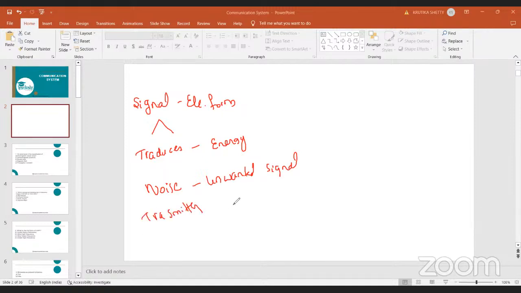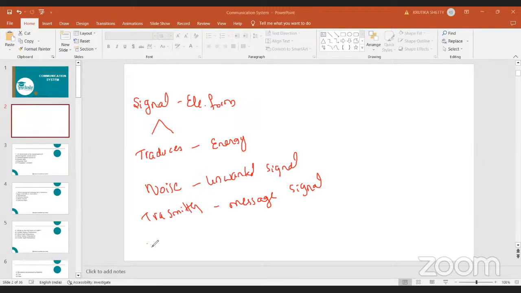Then the next part we have is the transmitter. So what is this transmitter doing? It is a device which will convert the message signal into a form suitable for transmission through the channel. So it will convert the message signal to a suitable frequency, that is the use of the transmitter.